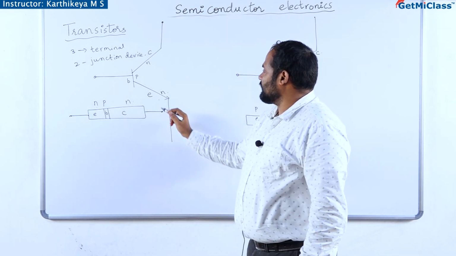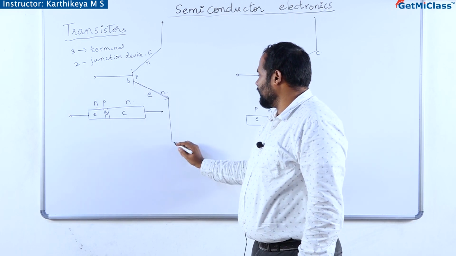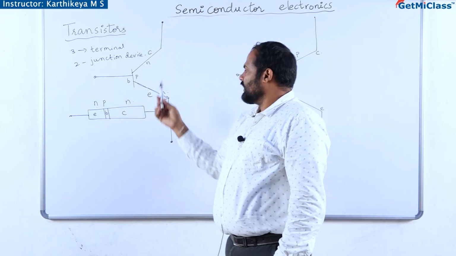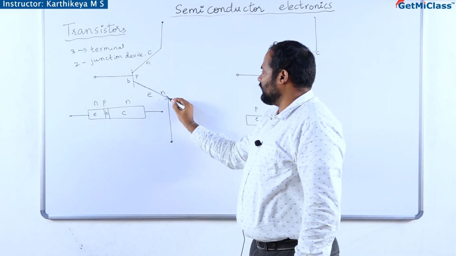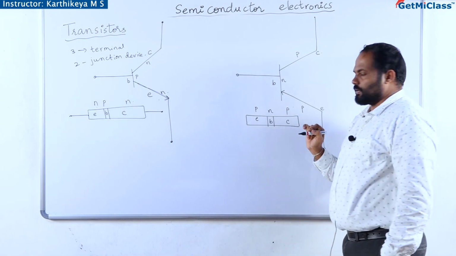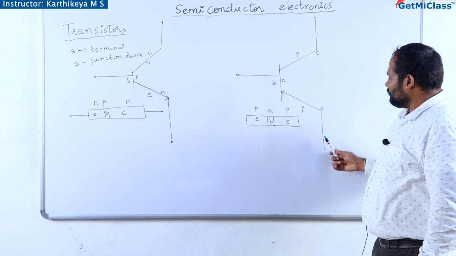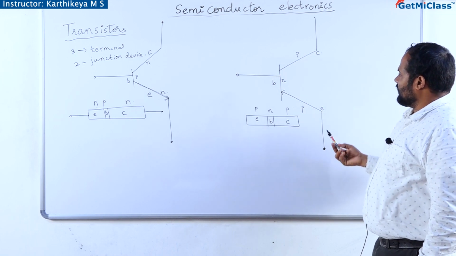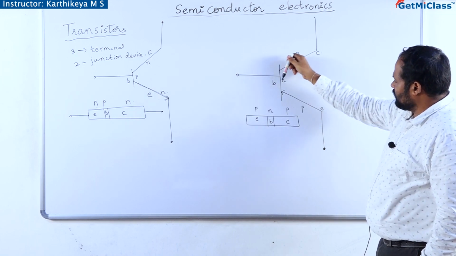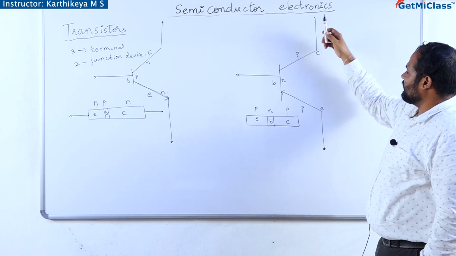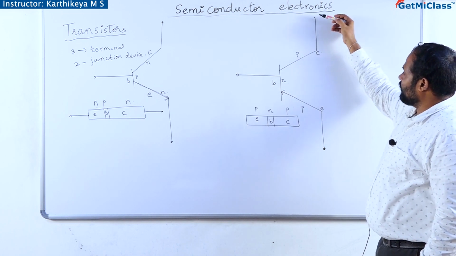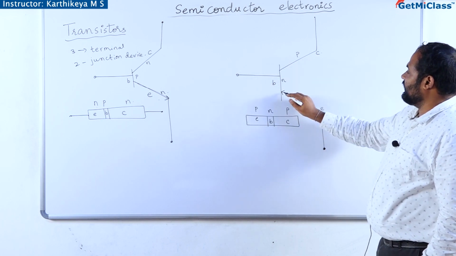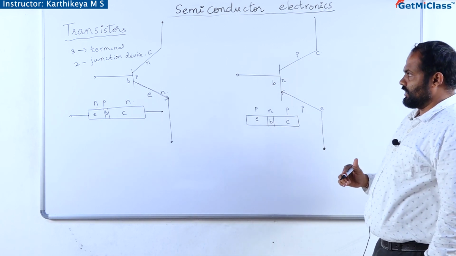So, in an NPN transistor, this is the direction of the current flow where electrons go out from the emitter towards the collector, hence the current direction is taken opposite to the electron flow. Whereas in a PNP transistor, the current is opposite to the conventional flow.